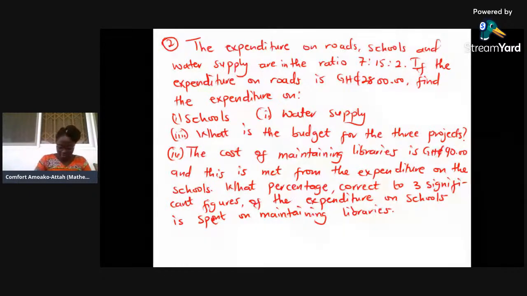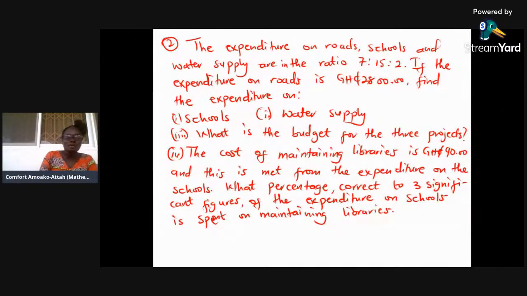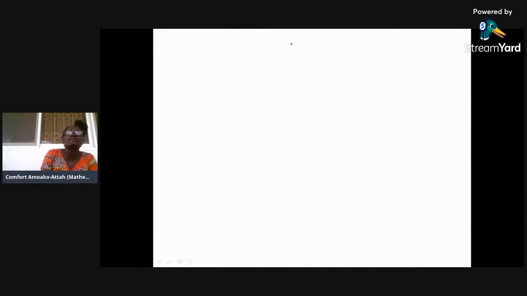Great. So this is our question. With such a question, how do you tackle it? I believe you are finding out the ways you are going to solve this if you are to face this question in your exams. Okay, so the first thing to do is to write the various ratios down.